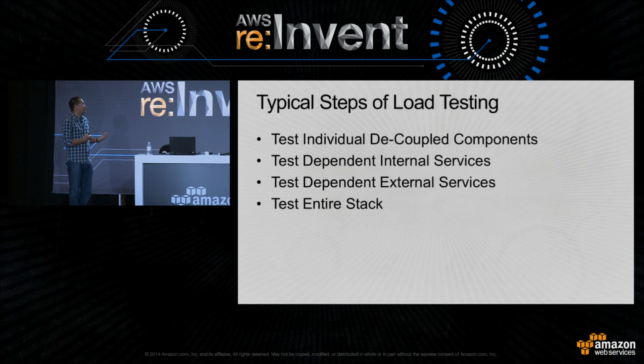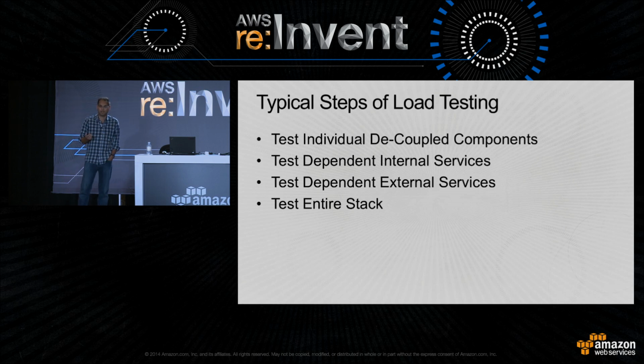And so, what are the typical steps when you are actually load testing? You want to start out by testing the individual decoupled components, perhaps monolithic components where all the operations are self-contained. Perhaps your databases, your data access objects, your getters, setters. Once you've tested those, then you can start moving on to testing any dependent internal services.